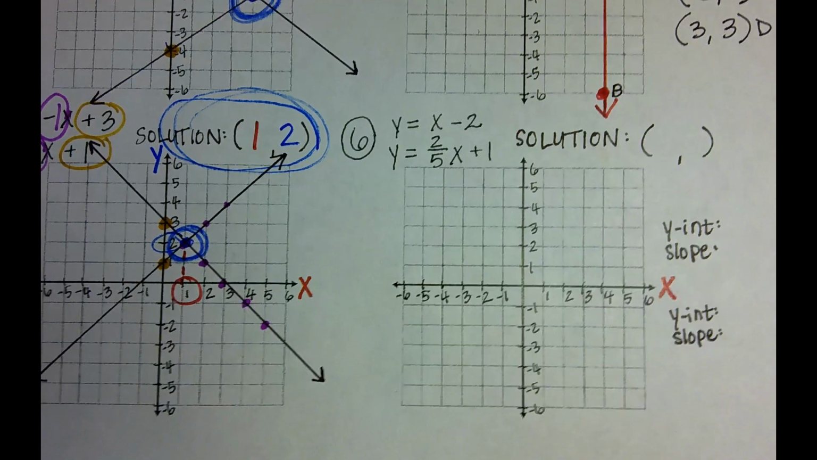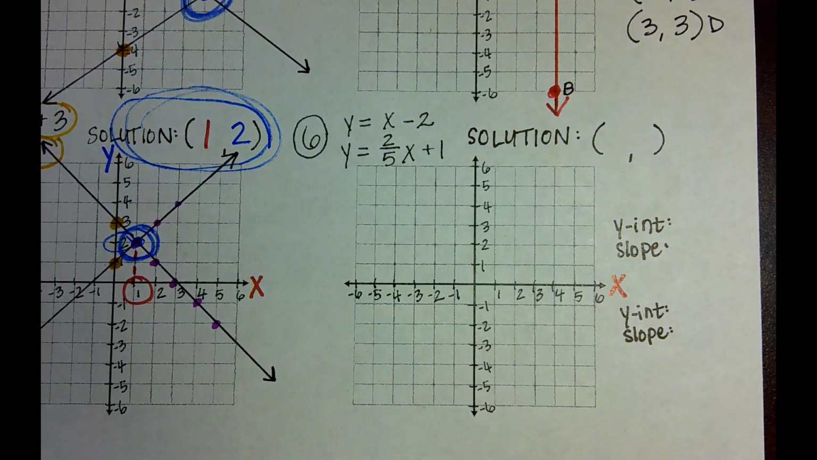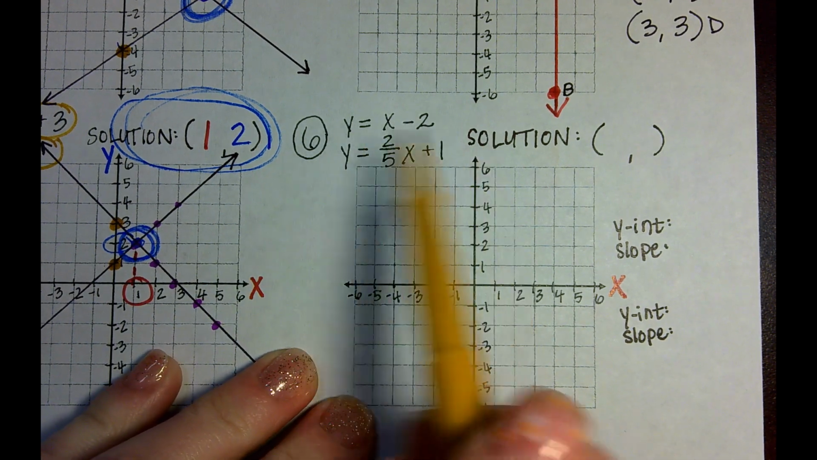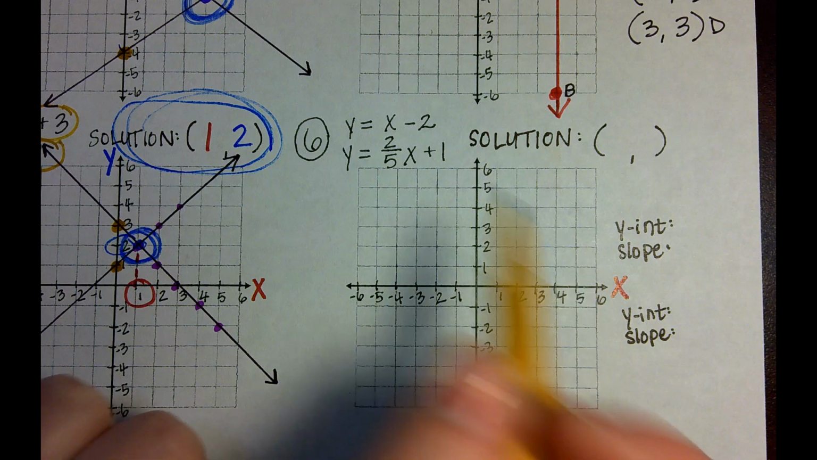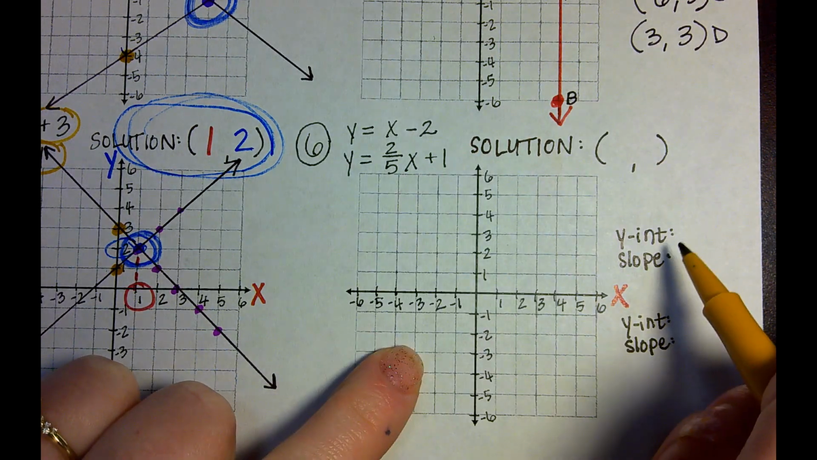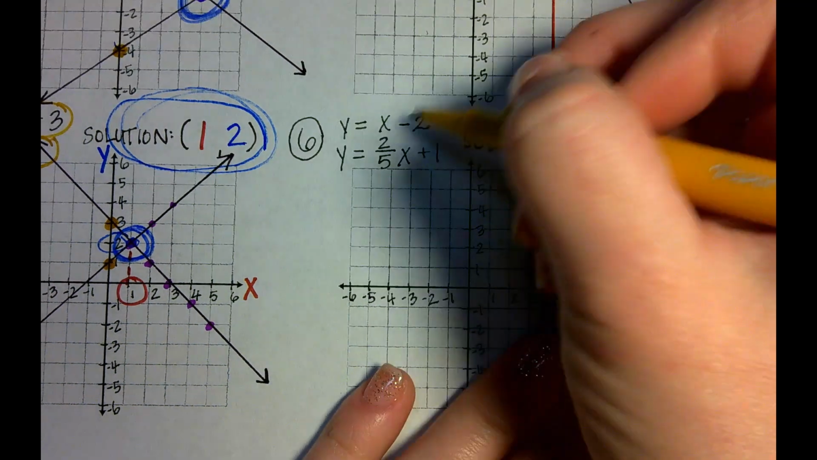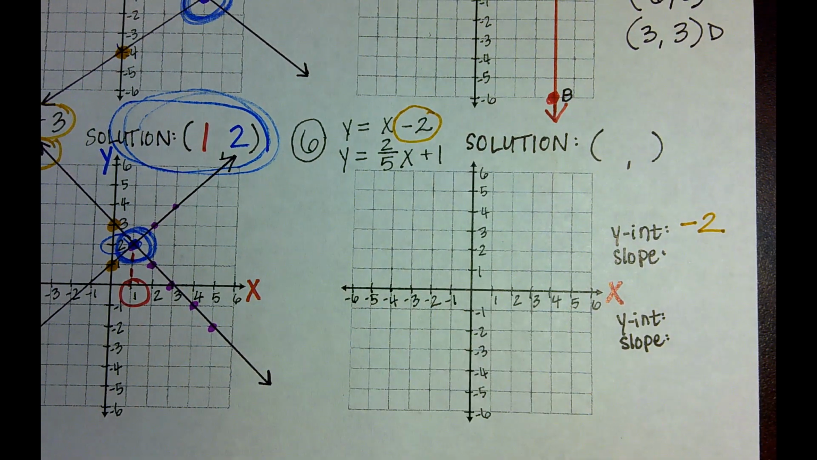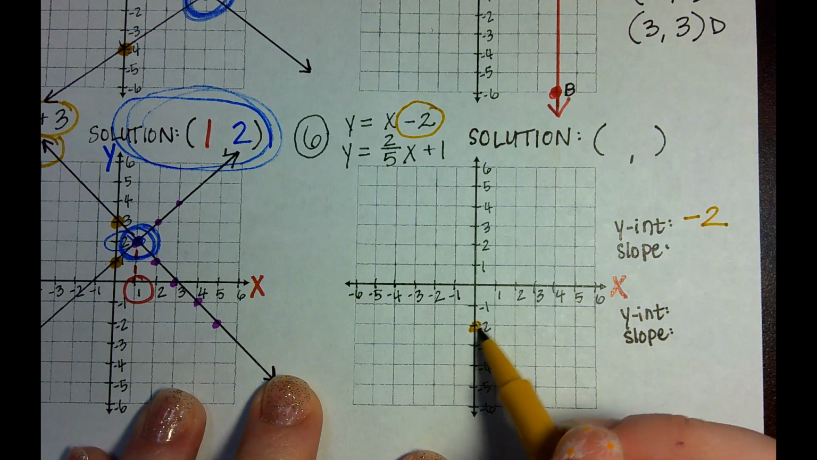All right. So, number 6, y equals x minus 2, and y equals 2/5 x plus 1. Let's graph the first line. Y equals x minus 2. Where do I start? Negative 2 is my y-intercept. So we start at negative 2.